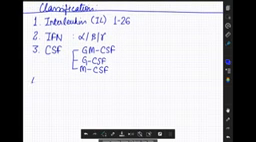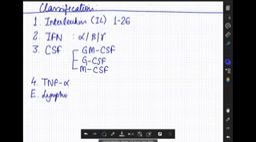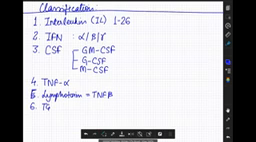The fourth one is tumor necrosis factor alpha. Lymphotoxin, I already told, but lymphotoxin is not a lymphokine. Lymphotoxin is another name for tumor necrosis factor beta. Sixth is transforming growth factor beta, and the seventh one is platelet derived growth factor.